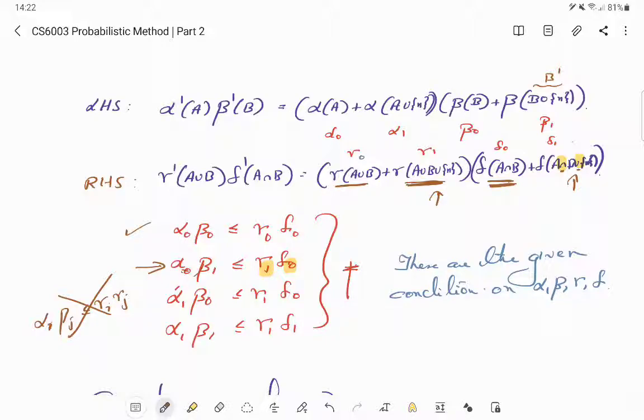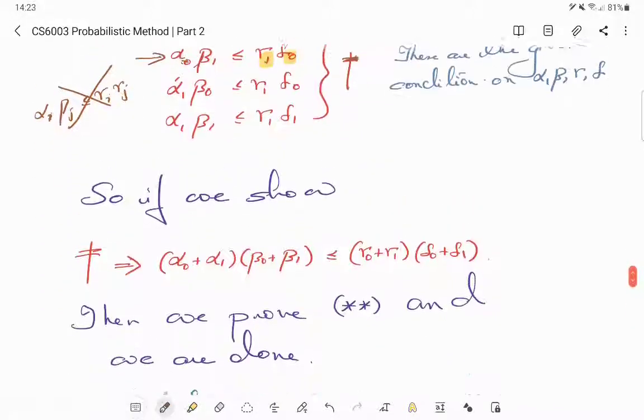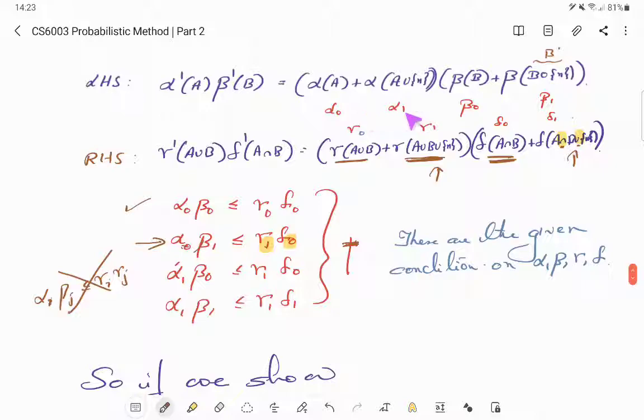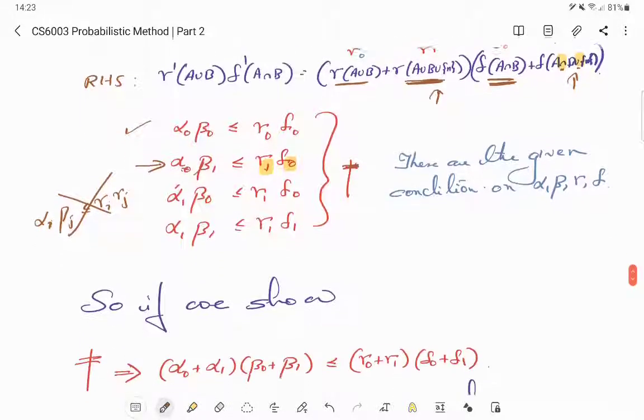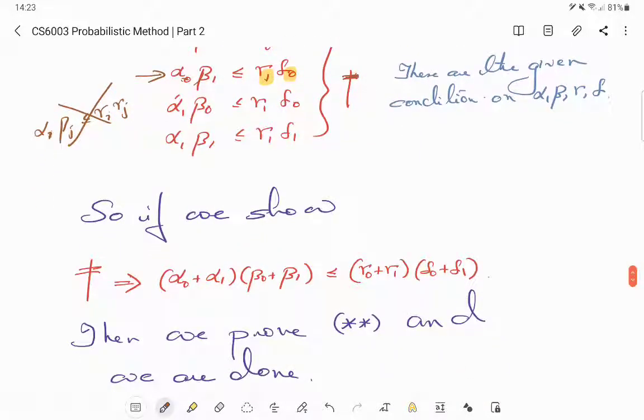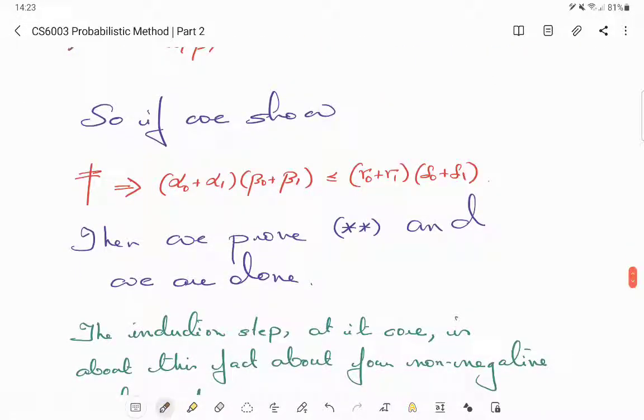So these are the given conditions, hence we can assume them. I call it the dagger. And what is our whole aim? Our aim is to show that if dagger is true, then alpha 0 plus alpha 1 times beta 0 plus beta 1 is upper bounded by gamma 0 plus gamma 1 times delta 0 plus delta 1. If we can show this, then we are done. We can prove the double star. So this is what we have to do to prove the induction step.